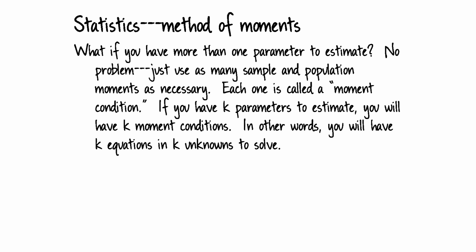You just use as many sample and population moments as necessary. Each pair of a sample moment and a population moment is called a moment condition. If you have k parameters to estimate, you have k moment conditions. That means you'll have k equations in k unknowns, the k unknowns being all of the parameters with hats on them. You're solving for estimators for all those parameters, so you just solve those k moment conditions for the k estimators. Okay?